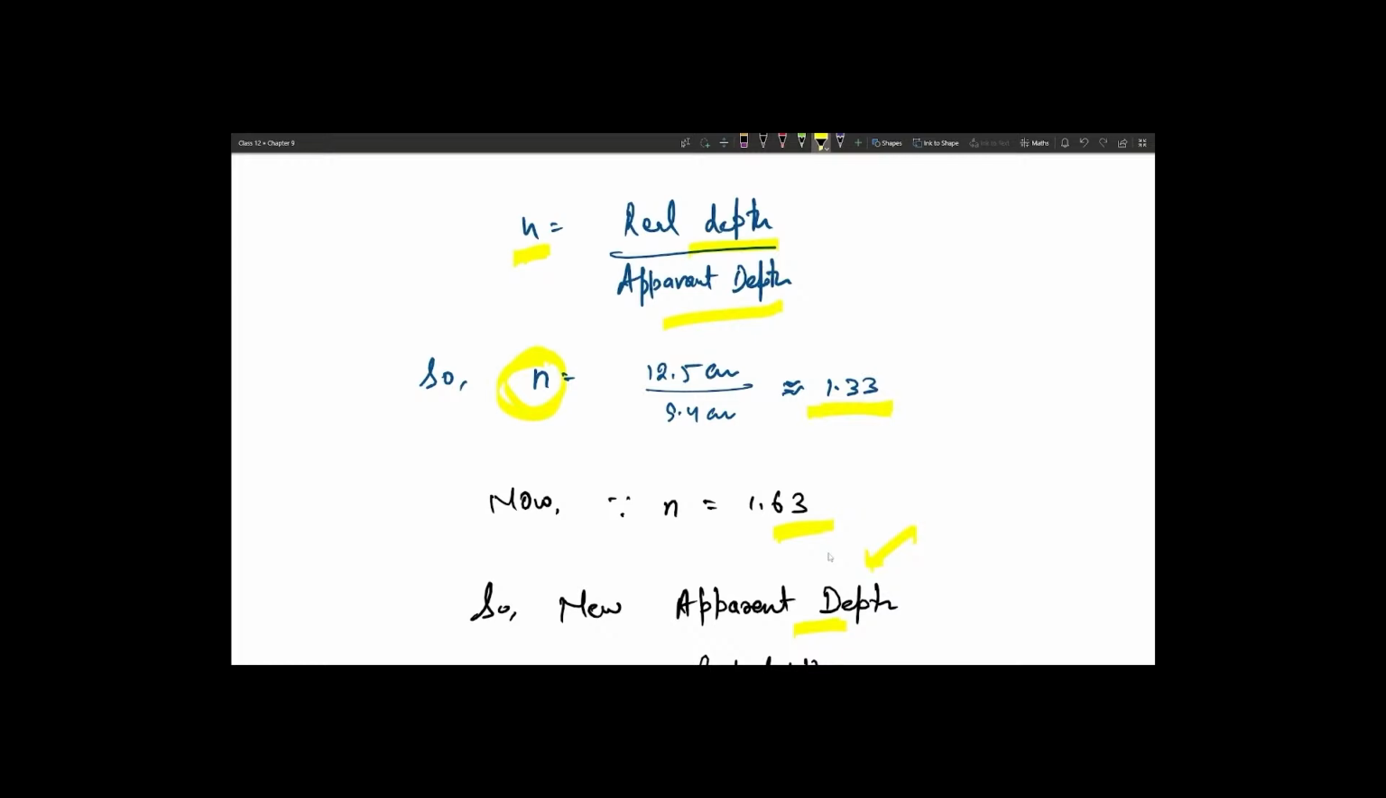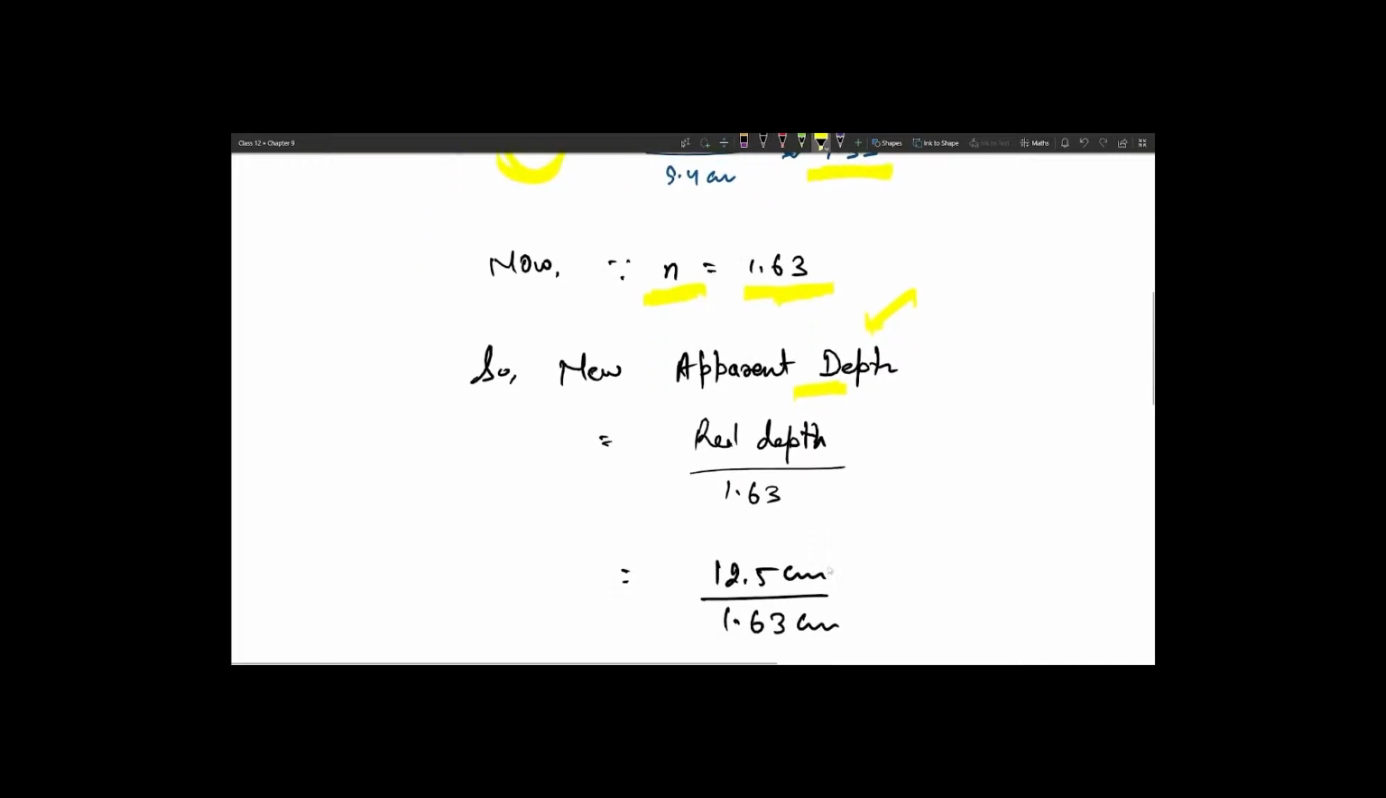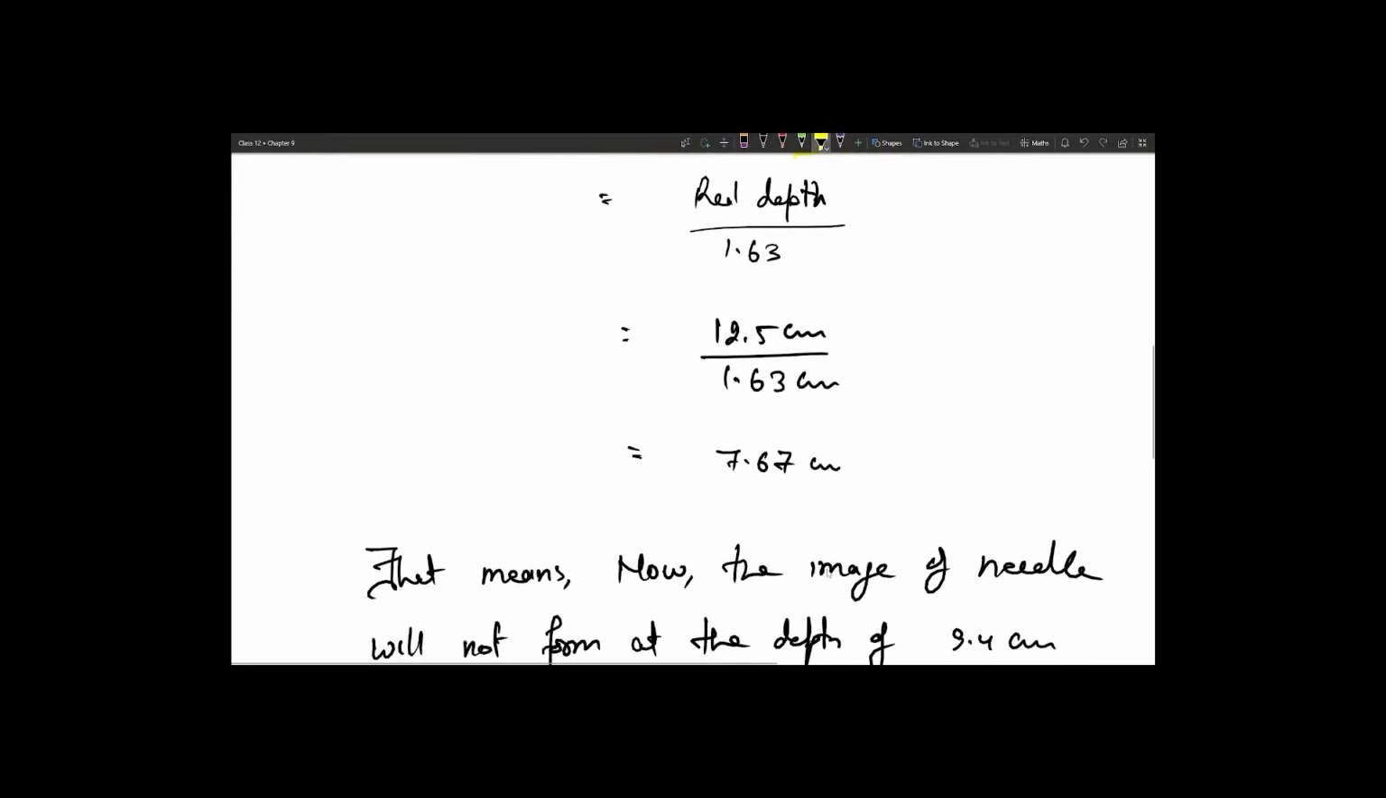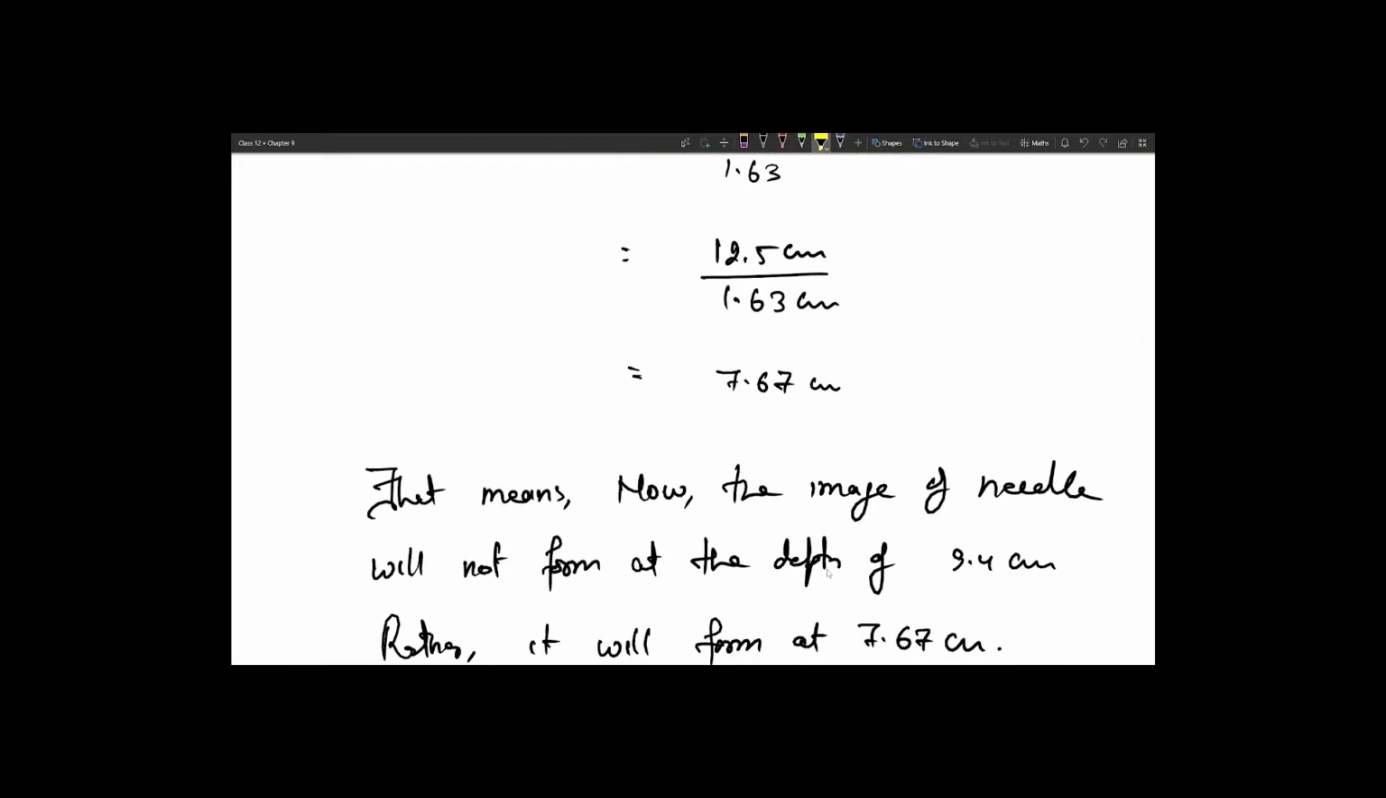So in a nutshell, it is asking what is the new apparent depth. If we replace the value of refractive index to be 1.63 in this formula, then we can find out the apparent depth, as we have been given the real depth, that is 12.5 centimeter. So apparent depth would be equal to 12.5 centimeter by 1.63. Now if we calculate this, we get a value of 7.67 centimeter. So the new apparent depth is going to be 7.67 centimeter if the water is replaced by another liquid.